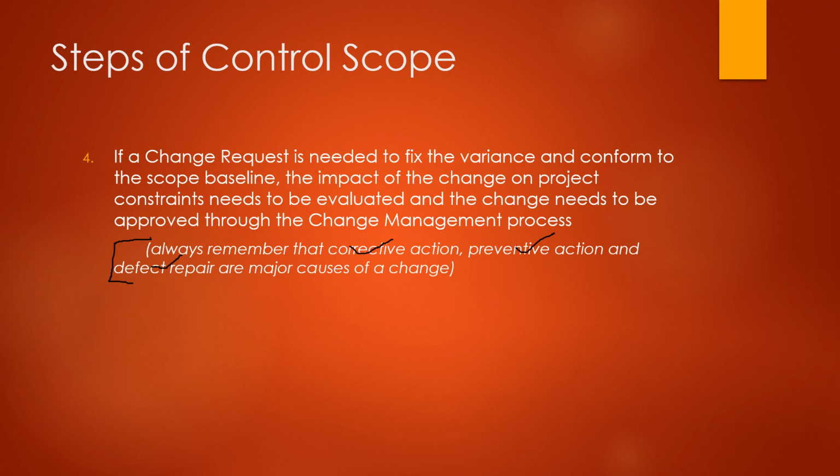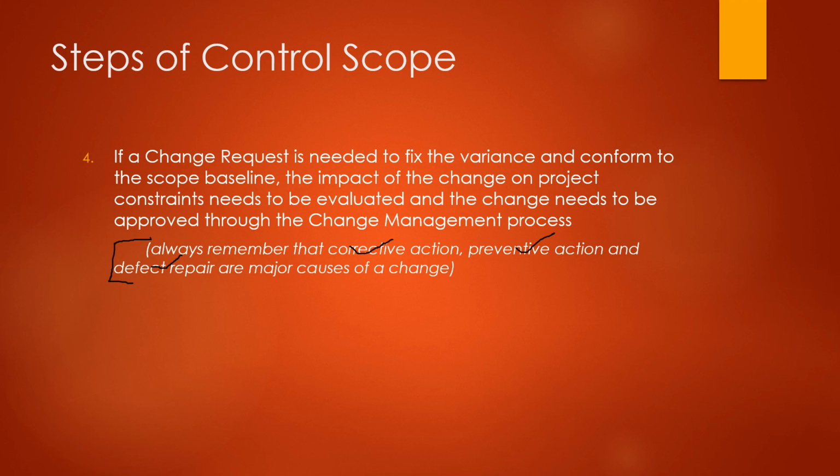So now that you understand that corrective action, preventive action, and defect repair are the major causes of change. In step three in the previous slide, we talked about how to fix a variance. You might have to perform one of these actions. Now, that means that this is going to introduce a change. What happens when a change comes? You already know it if you have been following us. Whenever a change request comes in, you have to perform the change management process. You have to have a change management plan for your project, and you need to perform the change management process. You need to take the changes to the change control board, CCB, and you need to get those changes approved.